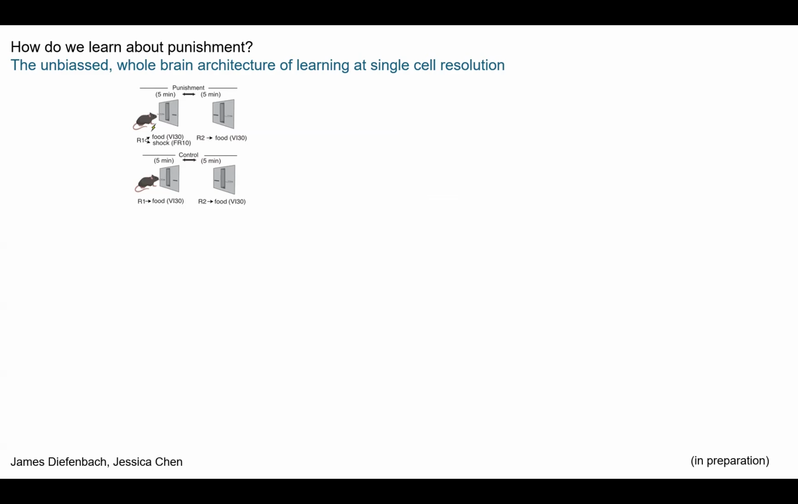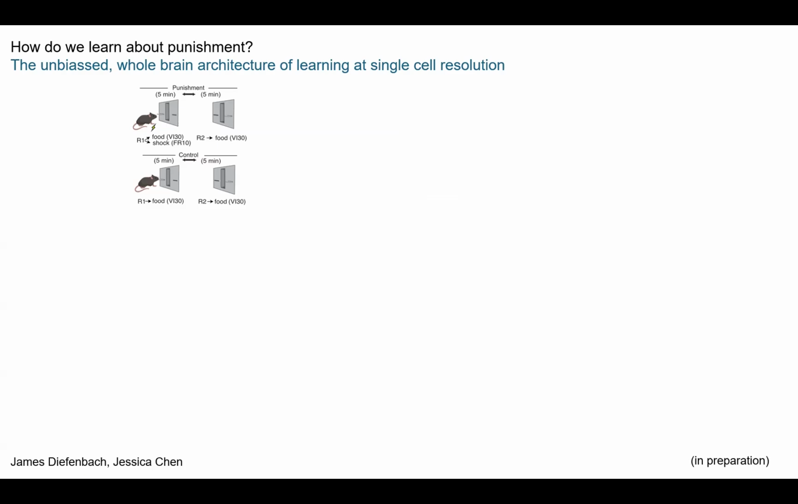We have in this experiment control animals who never receive shock, so they just receive the food rewards. And the obvious thing to do if you're a mouse, a rat, or a person is just to withhold responding on the lever that's causing the shock.